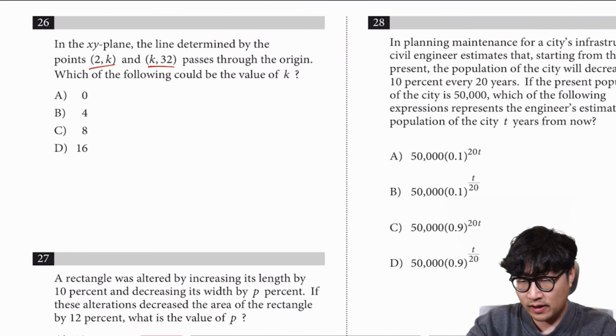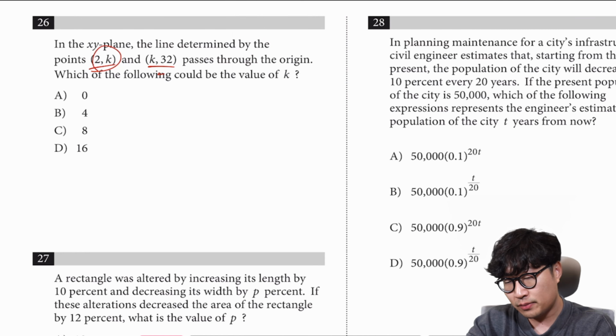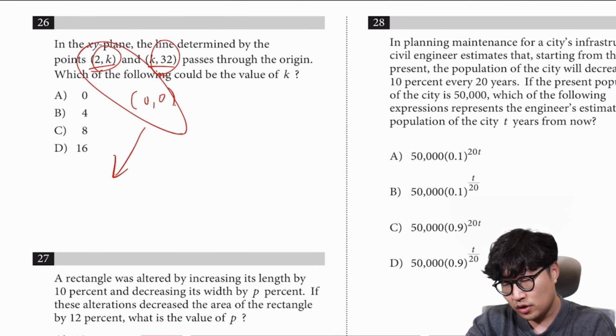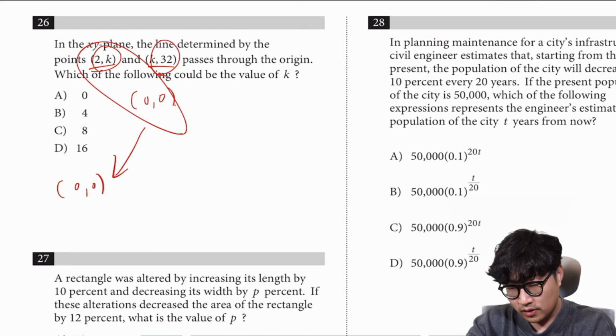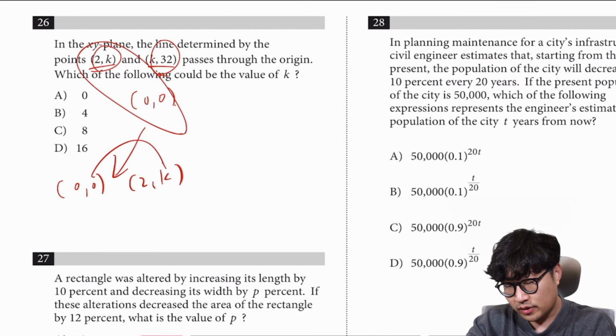Number 26, in the xy plane, the line determined by these 2 points passes through the origin, okay? Which of the following could be the value of k? So you can actually take slope separately with a 0, 0. What I mean by that is, if you do slope between these two, what you can say is 0 to k, the rise is k, 0 to 2, the run is 2. So that's what the slope is, right?